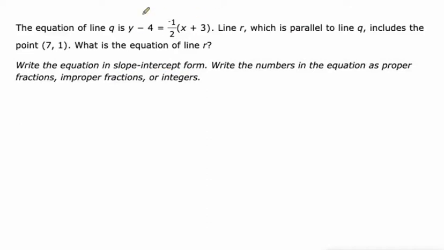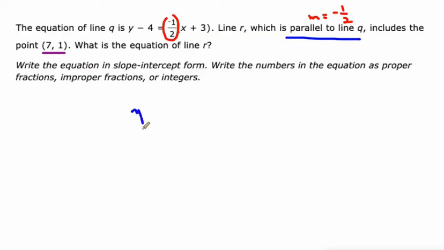So we got this equation of line Q. Line R is parallel to it. Well, let's stop right there. Parallel means that its slope will be the same as the other one. Now, this is written in point slope form, but that's the slope right there. Parallel means it's going to have the same slope. R includes that point, 7, 1. What's the equation of R? Parallel. All right, here we go.